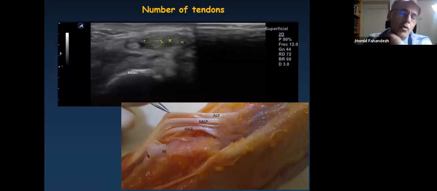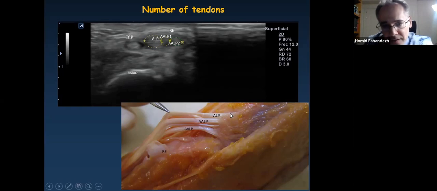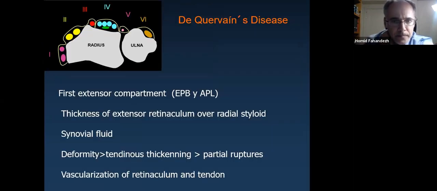Also, we can look for the number of tendons that we can find inside of the first extensor compartment, and also the distal attachment of the tendons in the trapezium and the base of the first metacarpal. We are going to divide the first part of my talk in talking about the different diseases that we can find inside of the compartments.